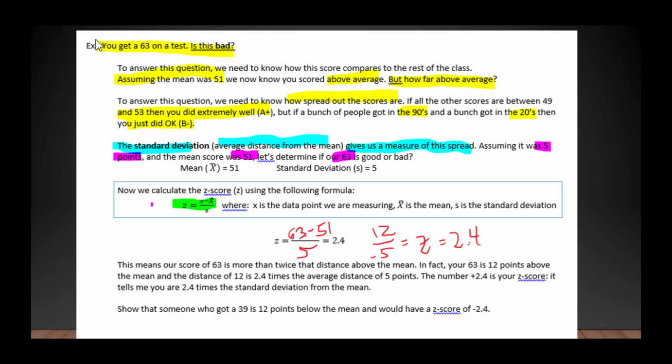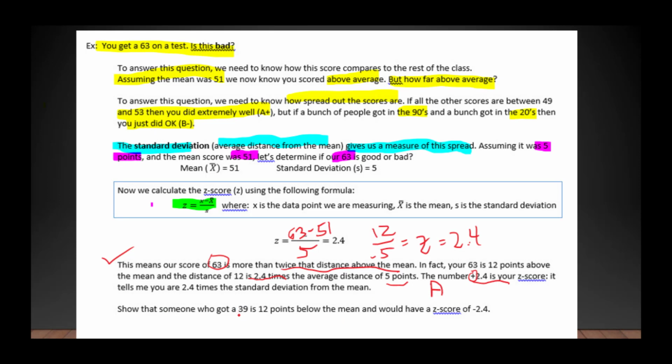So just to reinforce that, this means that your score of 63 is more than twice the distance above the mean. In fact, it's 12 points above the mean, and a distance of 12 is 2.4 times the average distance of 5 points. The number 2.4 is positive, and notice that plus because it's above the average. It is 2.4 times the standard deviation from the mean. So what grade should you get under this scenario? Hopefully you'll realize you should get an A.